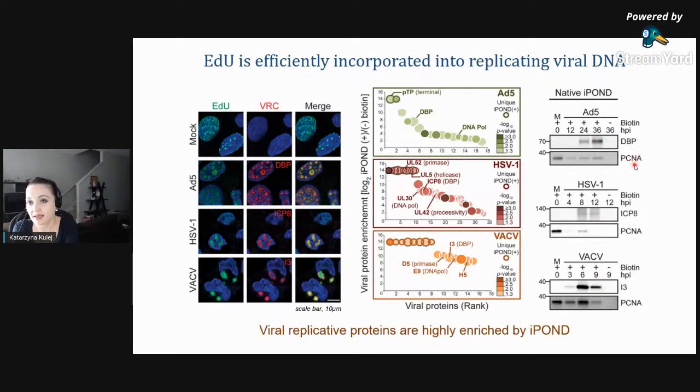We use PCNA as a control for the host replicating DNA. In the case of HSV and adenovirus, we actually see very little traces of it. In vaccinia, you can see there is a high enrichment, and indeed we prove that PCNA is incorporated into the replicating vaccinia DNA. So that's why this peak of the signal is present here. Of course, I have to say that there is a certain background coming from the host, but it was always less than 50% after sequencing of the pull-down DNA.